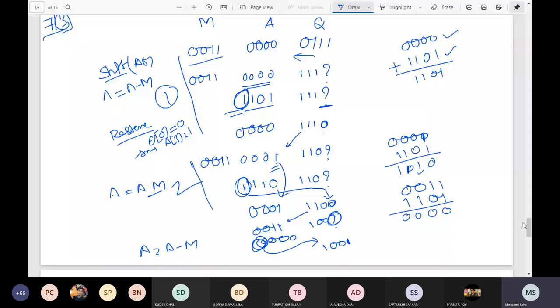So for these two cases, what happened? You had the negative result. But for this third iteration, the first bit of your accumulator value is 0, so that means this result is positive, and for that reason you can set the Q bit here to 1, the quotient is 1. In this way you use the operation and get the result. I hope you understand the process. Do you have any problem with this restoring algorithm?